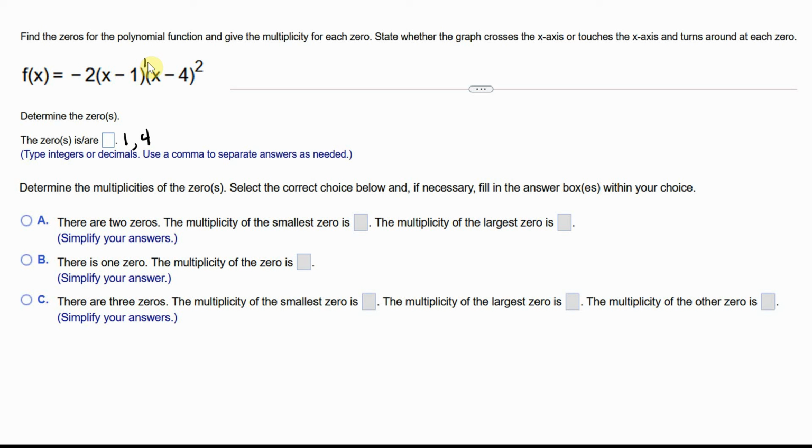So let's see. There are 2 zeros, so we know it's not going to be B or C. The multiplicity of the smallest zero is 1, and the multiplicity of the largest zero is 2. Right? Okay.